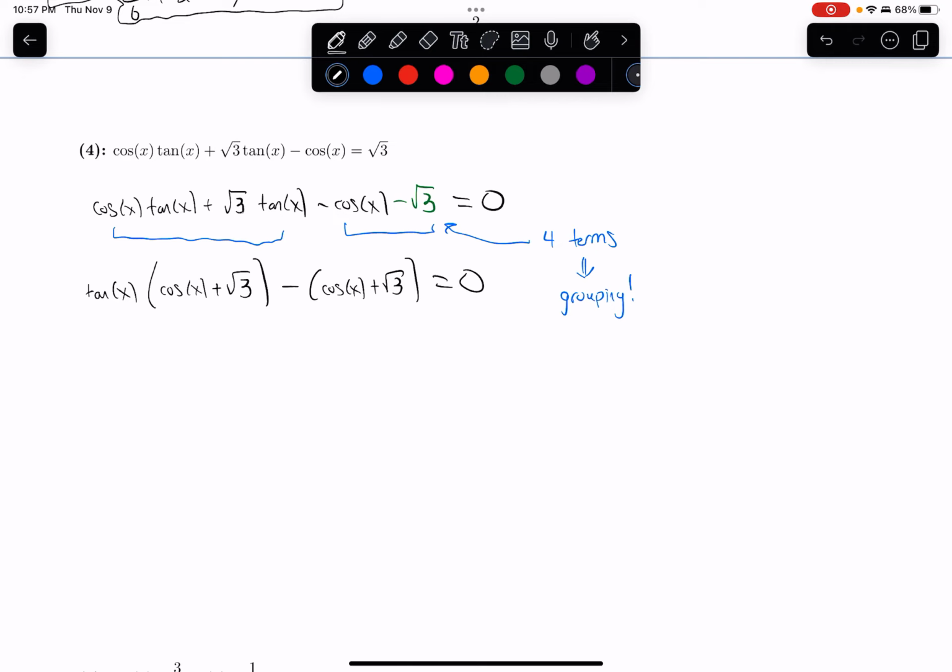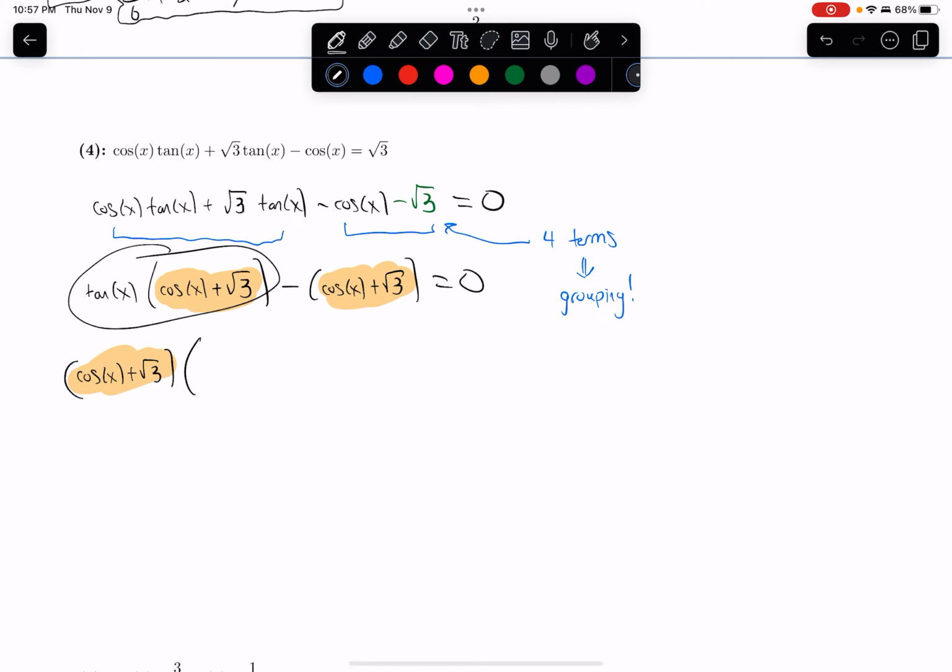Now that's nice because in my 2 groups, I do see a common factor. They both have cosine x plus root 3 as a common factor. So I factor out that cosine x plus root 3, pulling it out to the front. Then I start a parentheses and write my leftovers. From group 1, what's left over is tangent x. From group 2, technically there's a 1 here, so there's a minus 1 left over. And this equals 0.